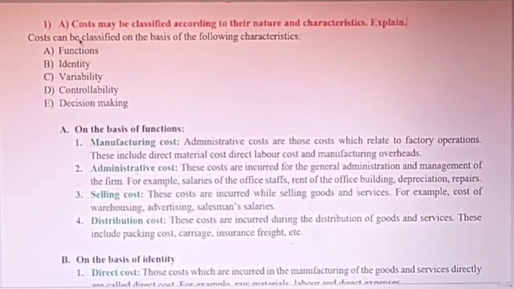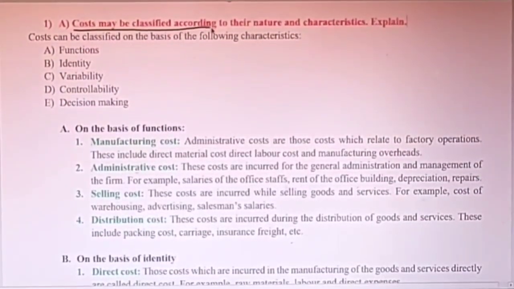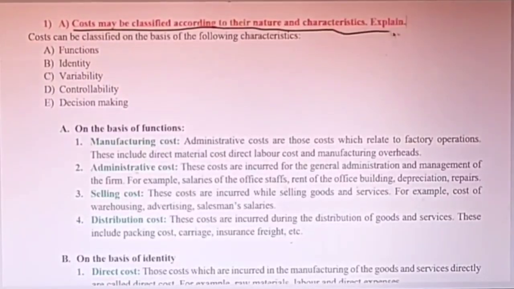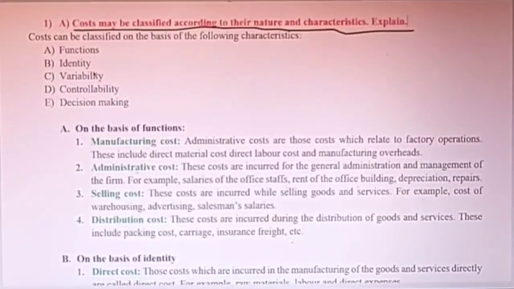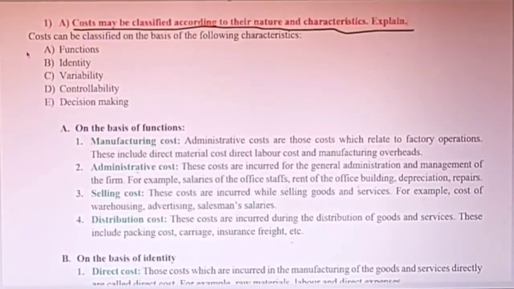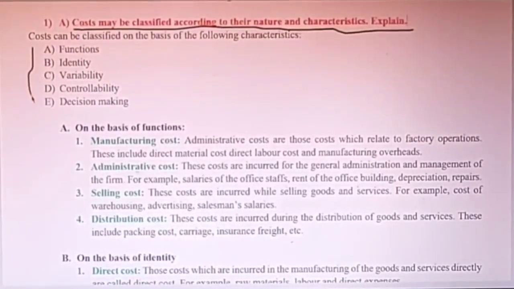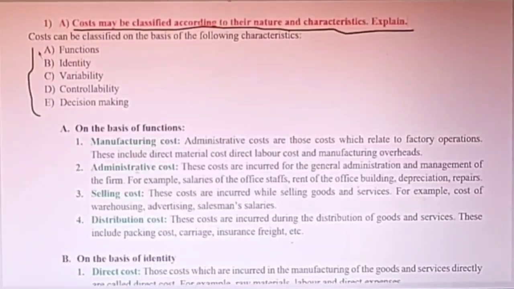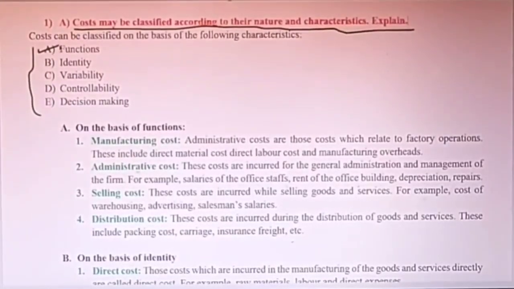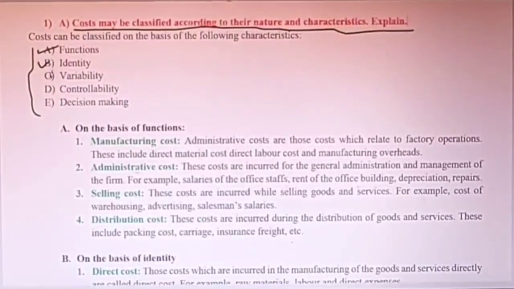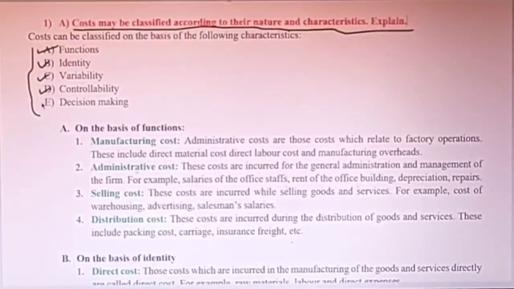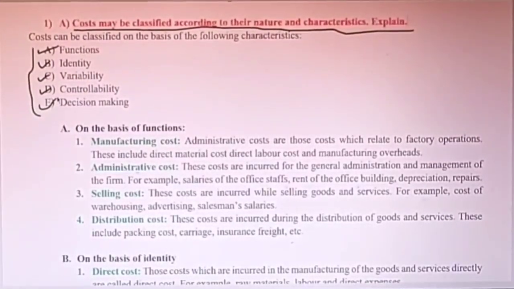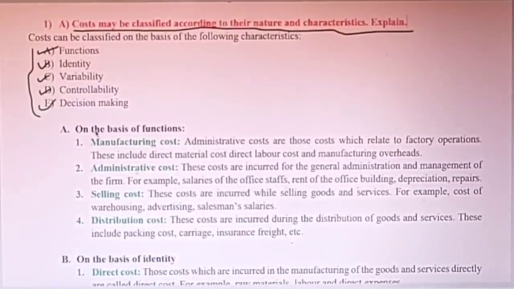The question is, costs may be classified according to their nature and characteristics. Explain. So indirectly what you have to do is write the different types of costs, and these are the main categories on which we can divide the cost. We can divide it on the basis of functions, on the basis of identity, on the basis of variability, on the basis of controllability, and on the basis of decision making. So these five categories you can use.